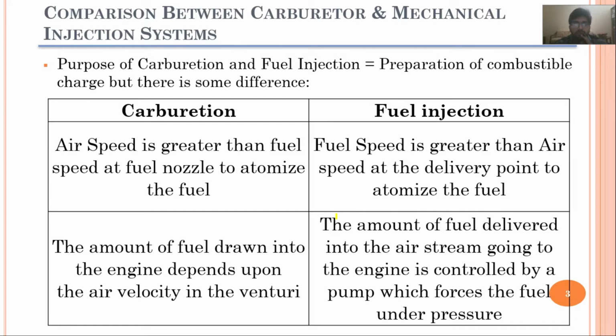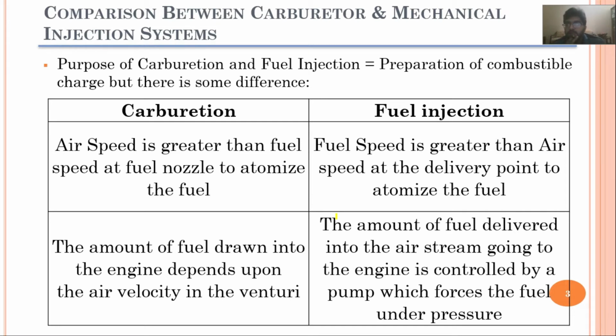So the purpose of carburation and fuel injection is the preparation of the combustible charge. The purpose of both components is the same. Carburetors are used in SI engines, and mechanical injection systems are used in CI engines. So the purpose of these systems is the same, they have to prepare the combustible mixture, but there are some differences. What are those differences? We will go through the brief details of it.